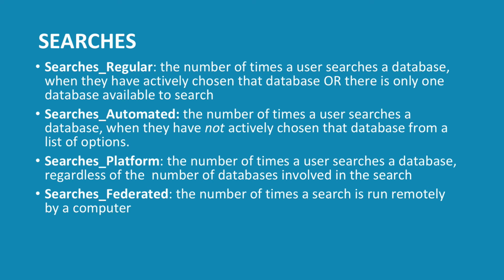That is, search is automated is recorded when the platform offers a search across multiple databases by default, and the user has not elected to limit their search to a subset of those databases. Search is platform means the number of times a user searches a database regardless of the number of databases involved in the search. And search is federated means the number of times a search is run remotely by a computer.